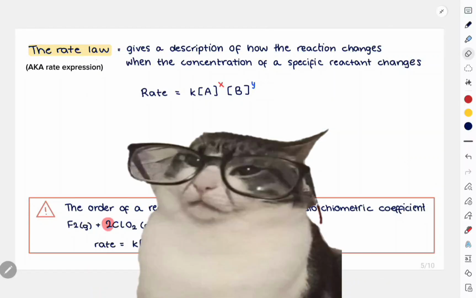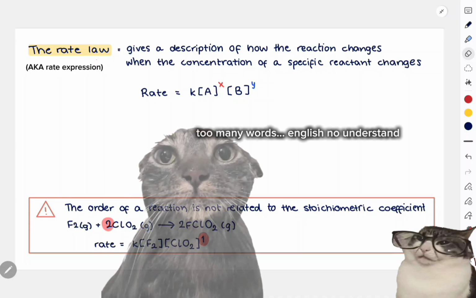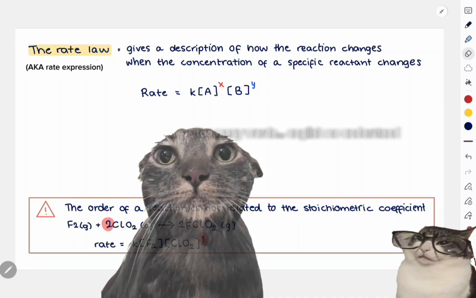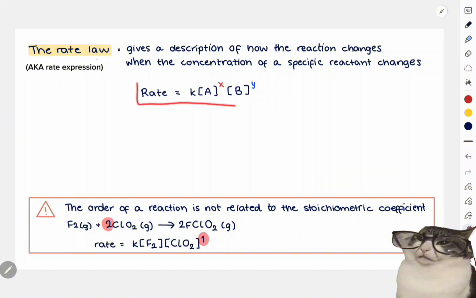In this video, we will talk about the rate law or the rate expression, as well as how to solve for the rate constant K. The rate law gives a description of how the reaction changes when the concentration of a specific reactant changes. Now this is the general rate expression of the rate law.